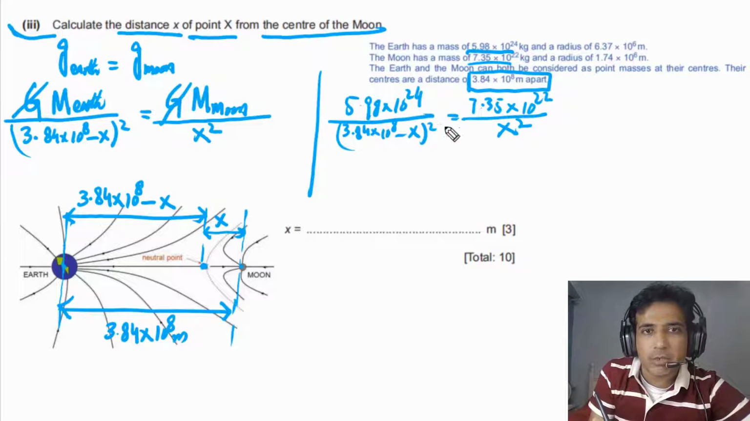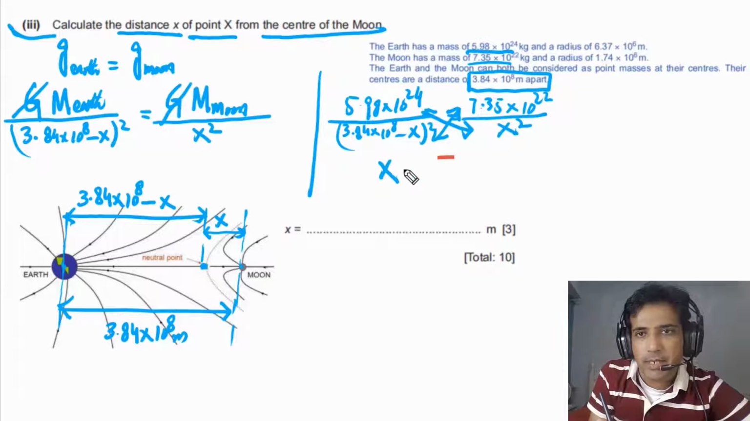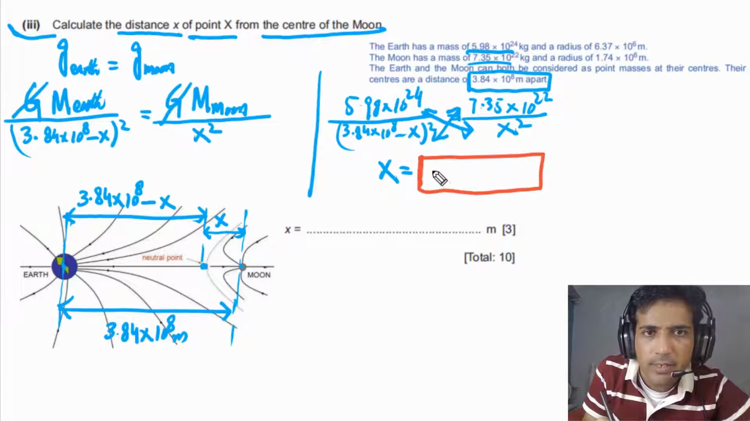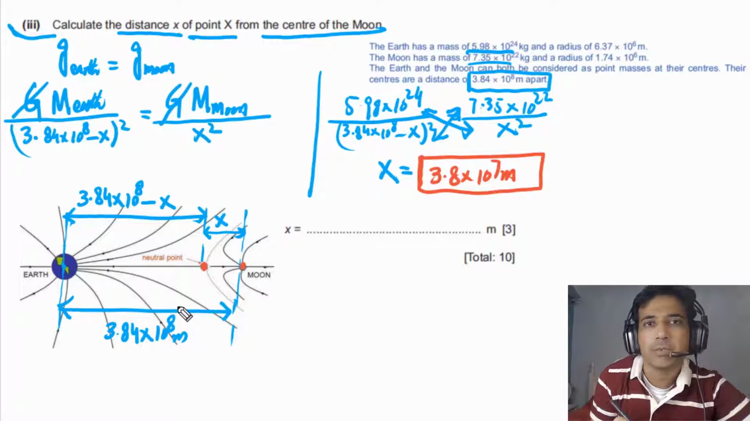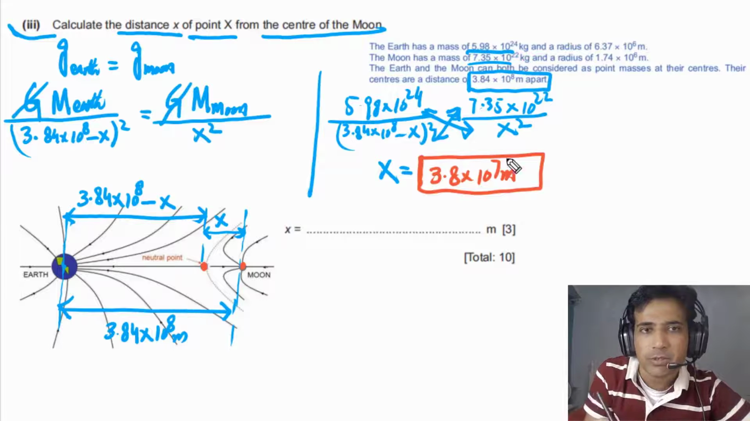Now we can cross multiply, and then we can solve this for x. If we solve this for x, our final answer for x will be equal to 3.8 times 10 to the 7 meters. So this is the distance from the center of the moon to the neutral point. So this is how you can calculate it. This is the value of x, this is what we needed to calculate.